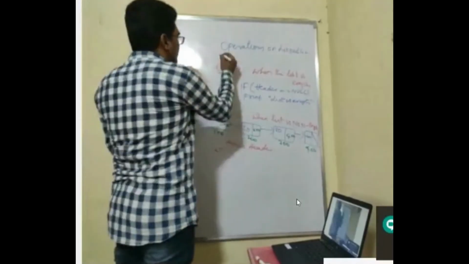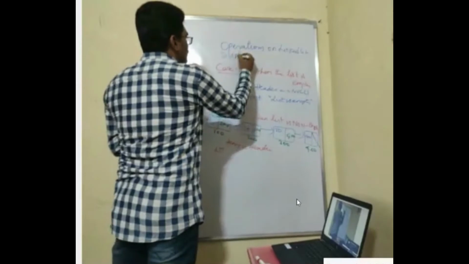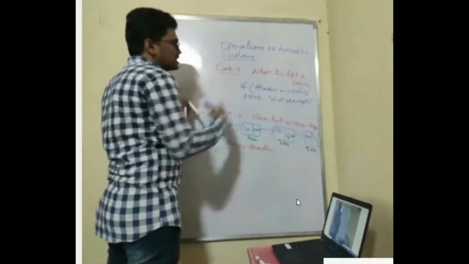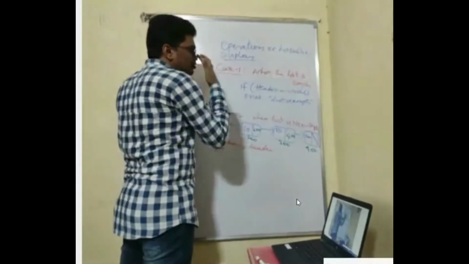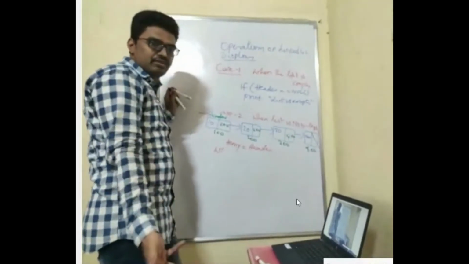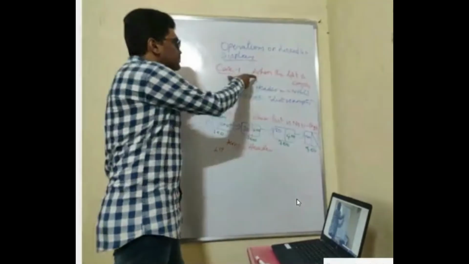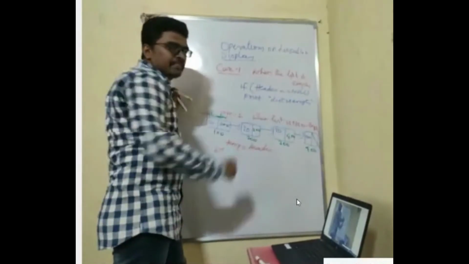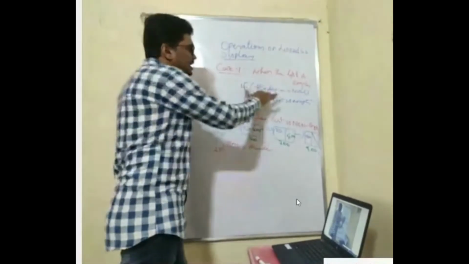Displaying, we are discussing about display. So displaying the elements in the list. So case one is when the list is empty. So when the list is empty, what is that we do? We don't do anything. We don't have anything to display. So we just put a message that the list is empty. How to identify that the list is empty: header is equal to null.